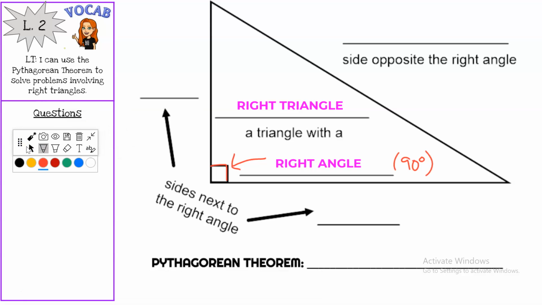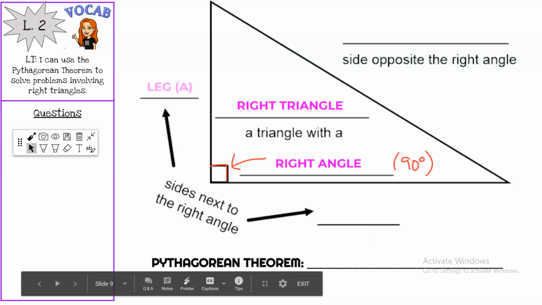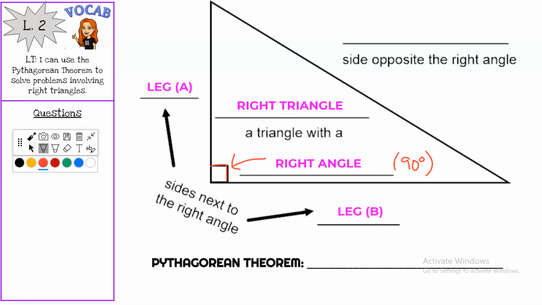The next piece is labeling the sides of our triangle. With a right triangle come special names for each side. We've got leg A and leg B. Those are the sides that actually touch the right angle. You see this right angle right here? Leg A and leg B form that right angle. They make the right angle, okay? It doesn't matter which side you label as A or B, but they're both legs.